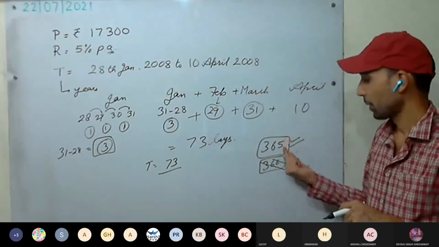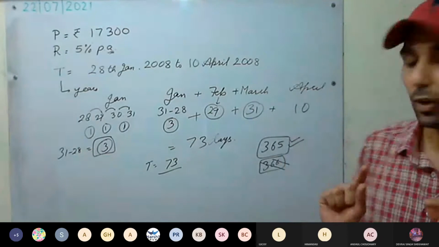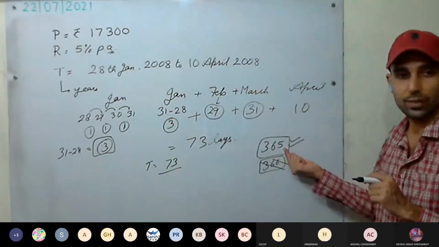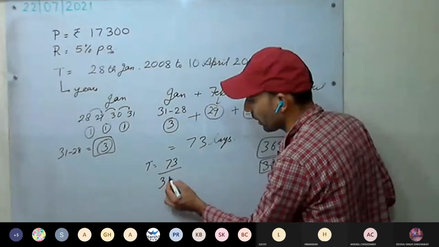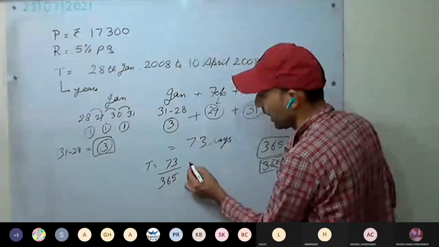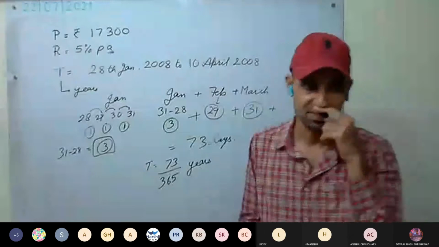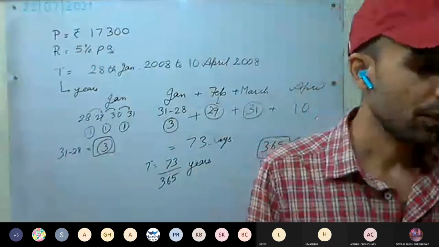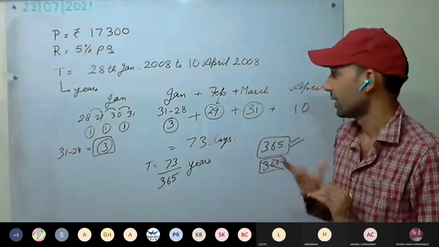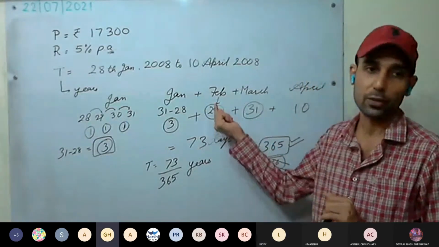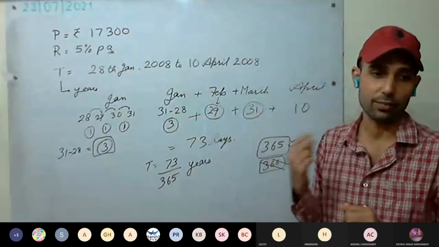The multiple of 5. So whether it's a leap year or not, we always take 365. In a year, we consider 365 days. So T equal to 73 divided by 365. And it will be in years. Understood now? So Feb we have taken 29 because of leap year, but number of days in a year we always take 365.